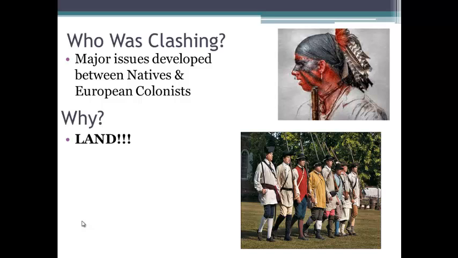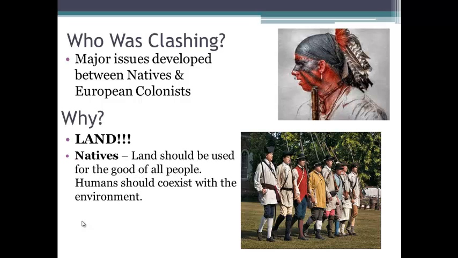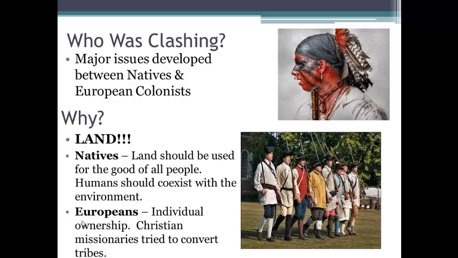And one of the big things they clash over is this idea of land, where natives value land differently than Europeans. Natives saw land as something that should be shared or something that could be used for the common good. Humans should take what they need and really leave the rest for others to use, where Europeans had a little different idea. They didn't necessarily believe in this coexistence. They believed in more of an individual ownership.